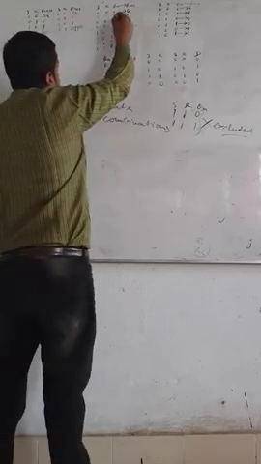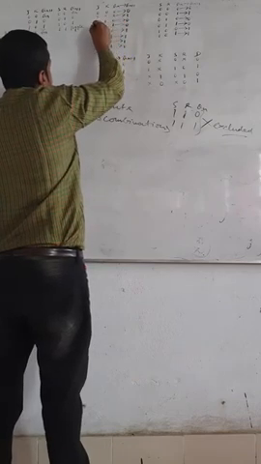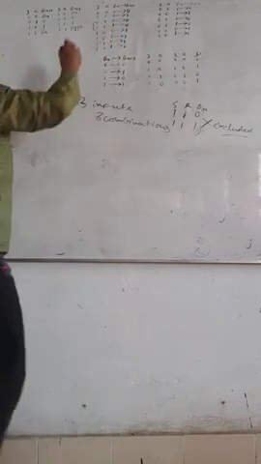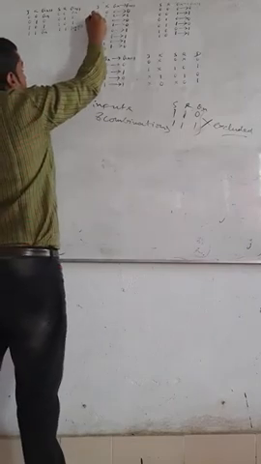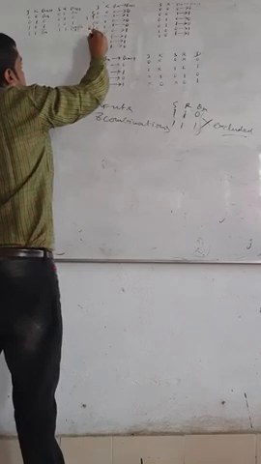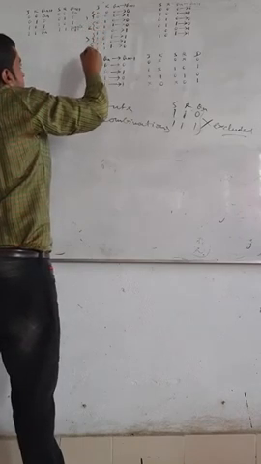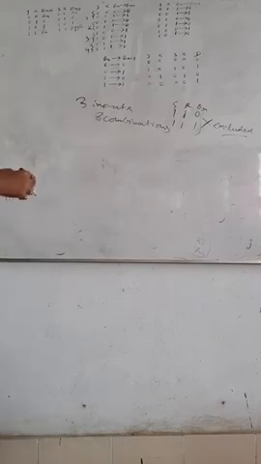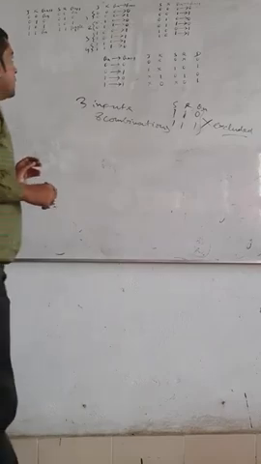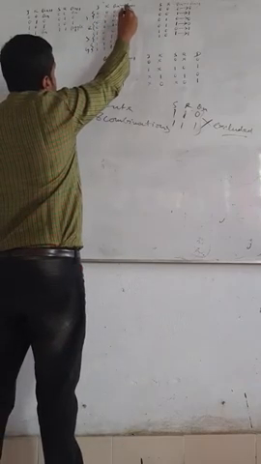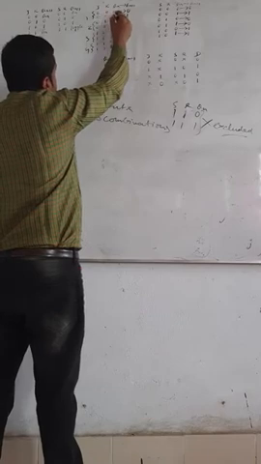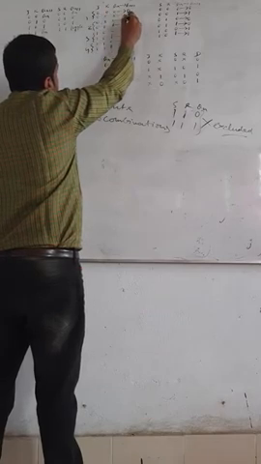Now the input set is 0 1. We have 4 sets, and each set contains 2 inputs. 0 0 is 1 set, this is set 2, this is set 3, this is set number 4. Each set is a 2 input set. First input set 0 0, we know that if QN is 0, QN plus 1 is 0. Second, input 0 0, if QN is 1, QN plus 1 will be 1.